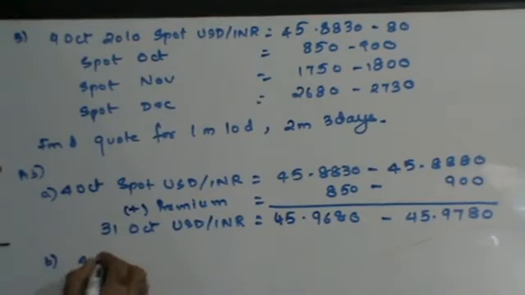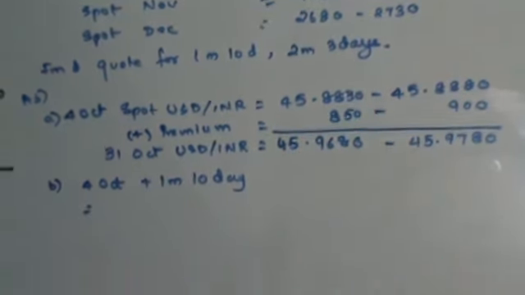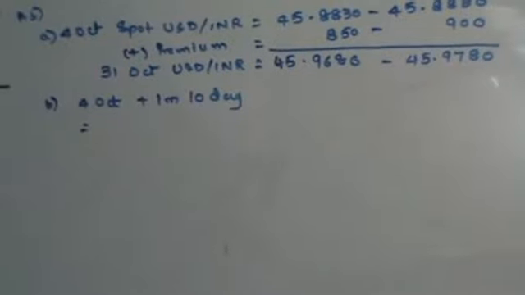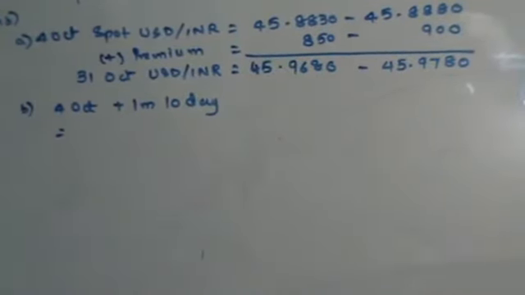Now, I want the quote for 1 month 10 days, right? From 4th October, add 1 month 10 days, right? October has 31 days. Now before that, first of all, whenever you have a quote given to you in terms of date, for payment we give 3 days extra, and those 3 days that are given extra are called days of grace.